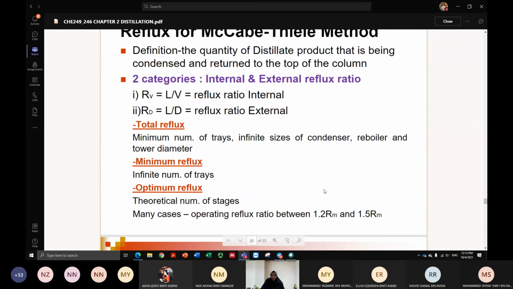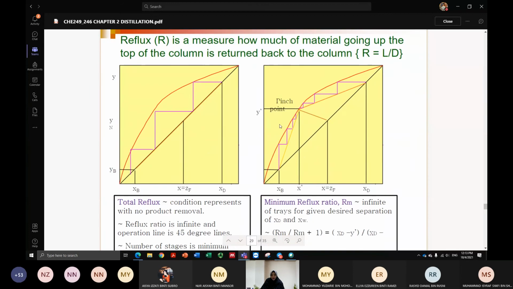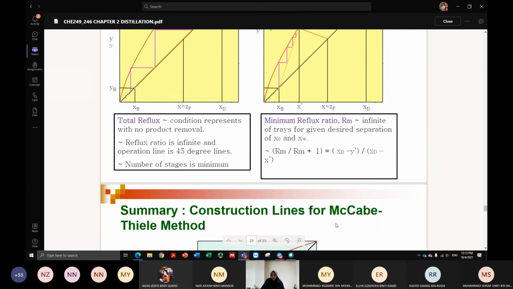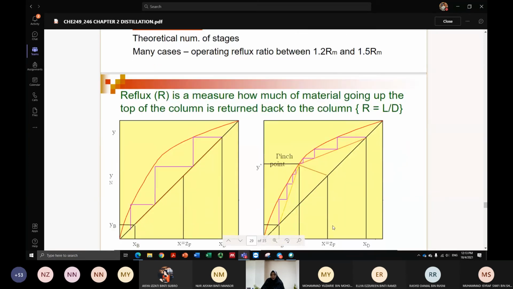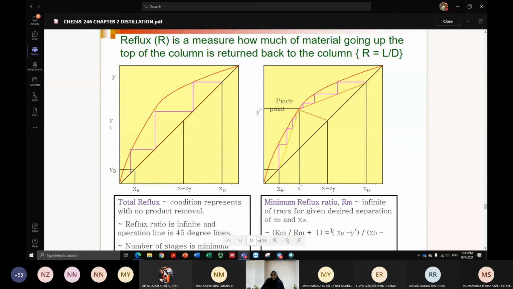So we only have this one. I will explain to you later. There are many types of reflux. There are three types of reflux actually. One is called total reflux, another one is called minimum reflux, and the last one is optimum reflux. So this is how it looks like.